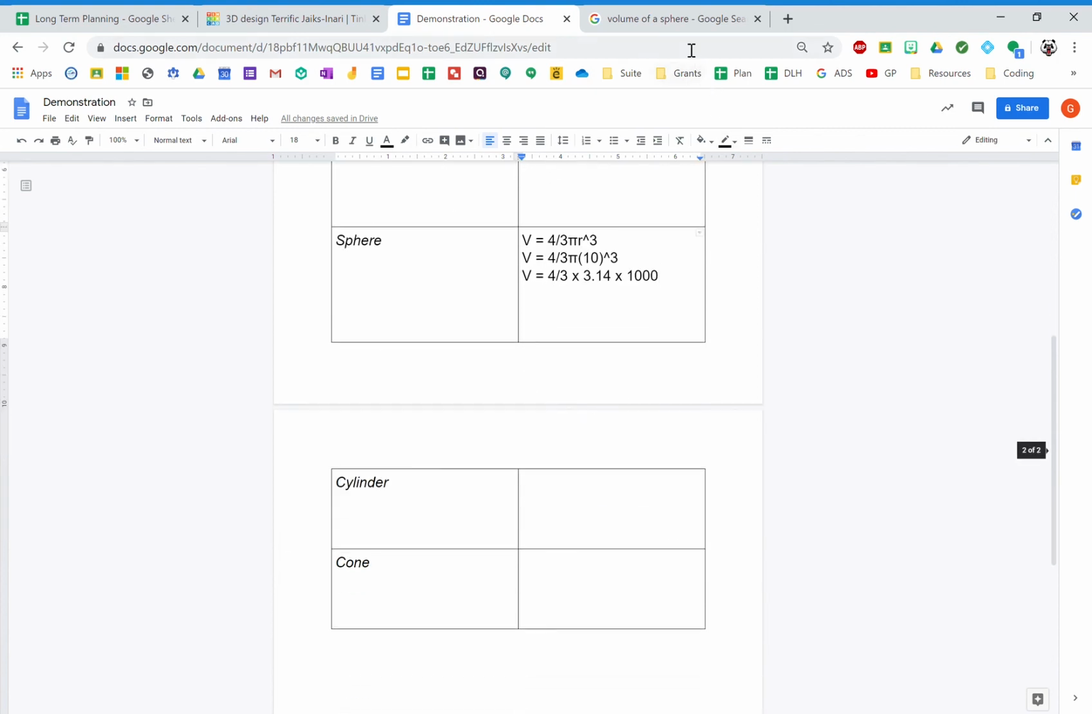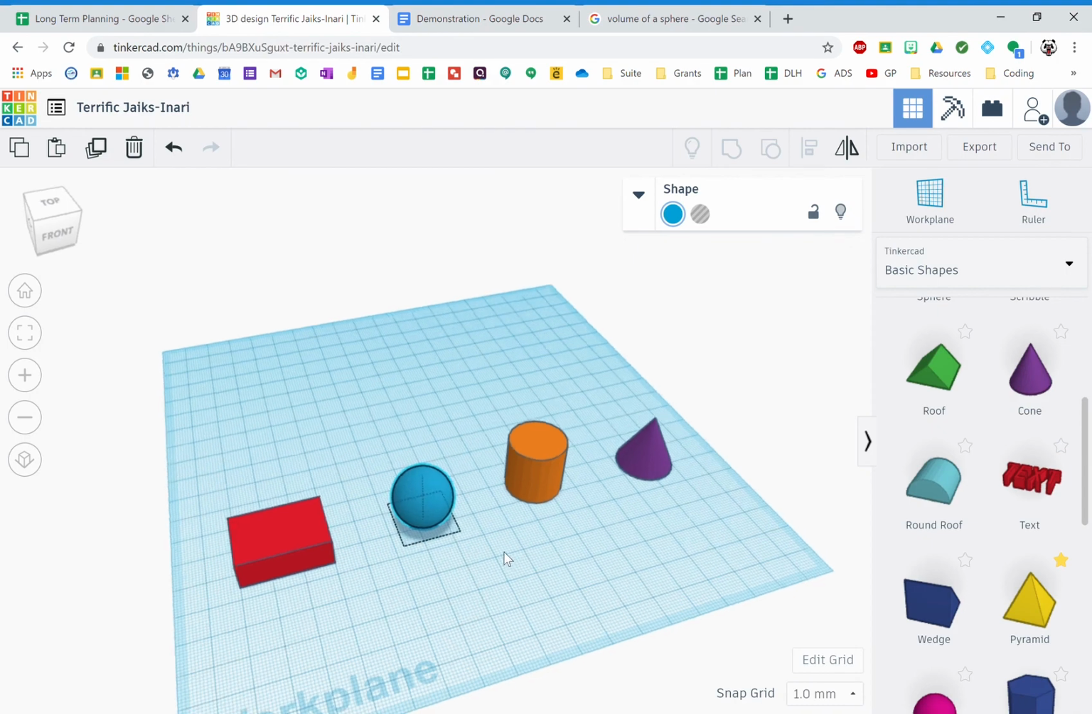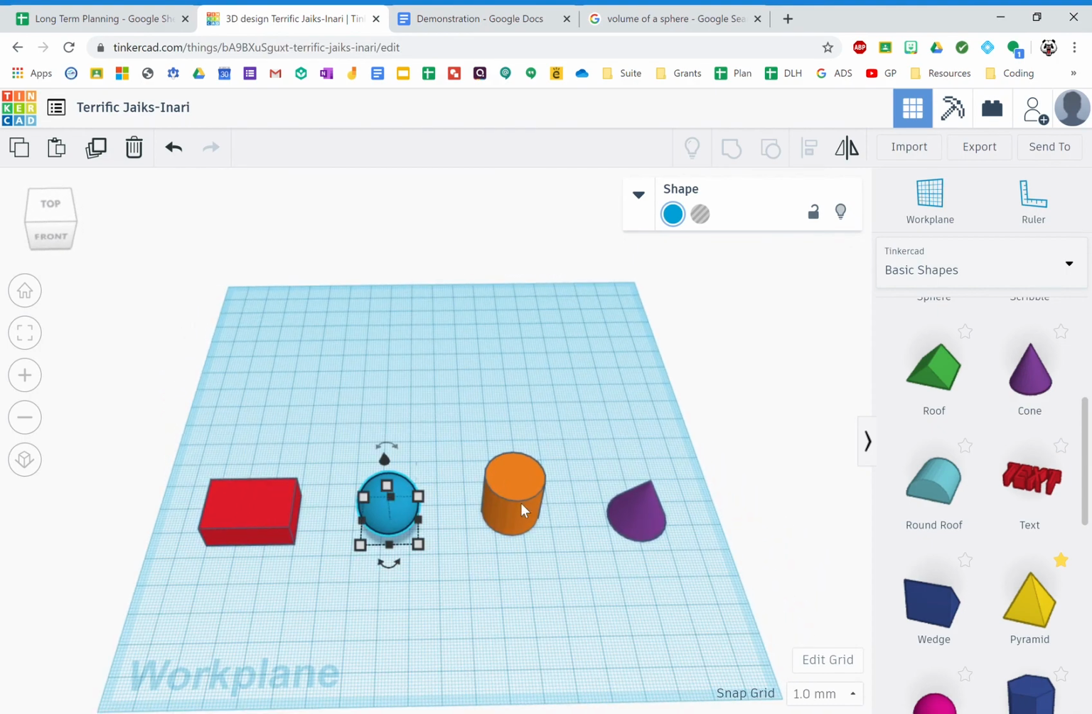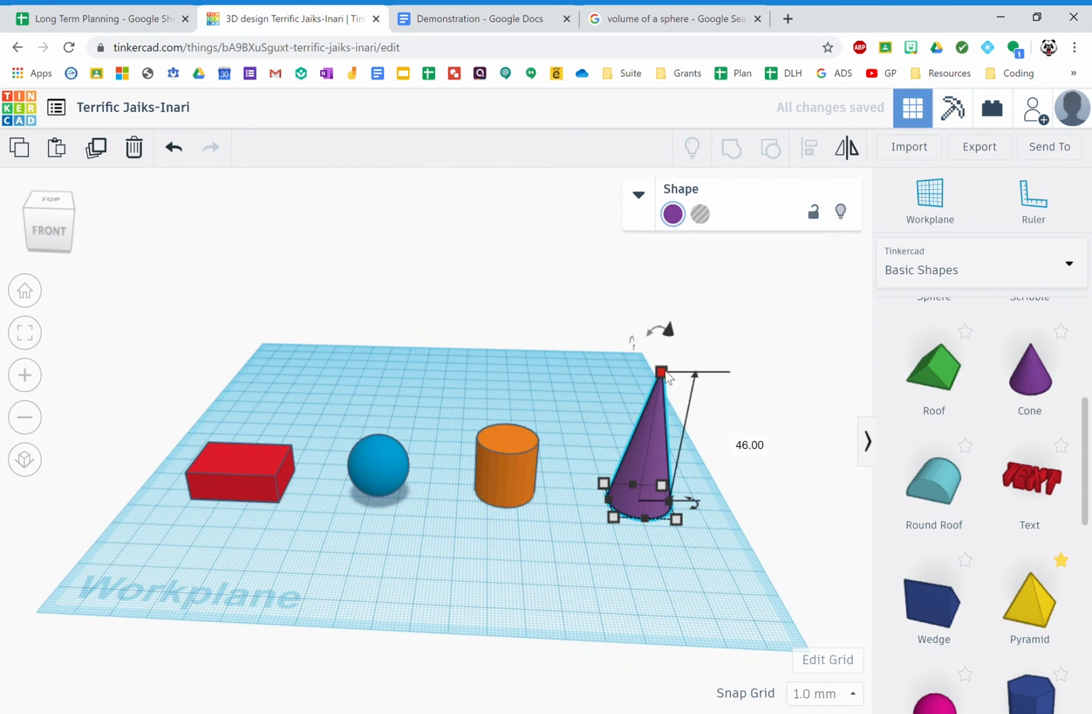What I'm trying to teach you how to do in this video is two things. Number one, how to find the measurements of these shapes. All you have to do is click. Look, here the height is 20, the width is 20, the length is 20. This cone, let's say I made it bigger. The height is 46, the length is 20, and the width is 20. Make sense? That's how you find the measurements on Tinkercad.